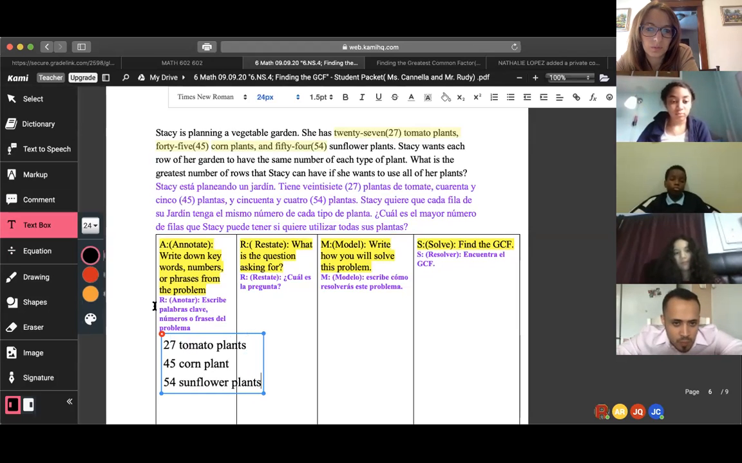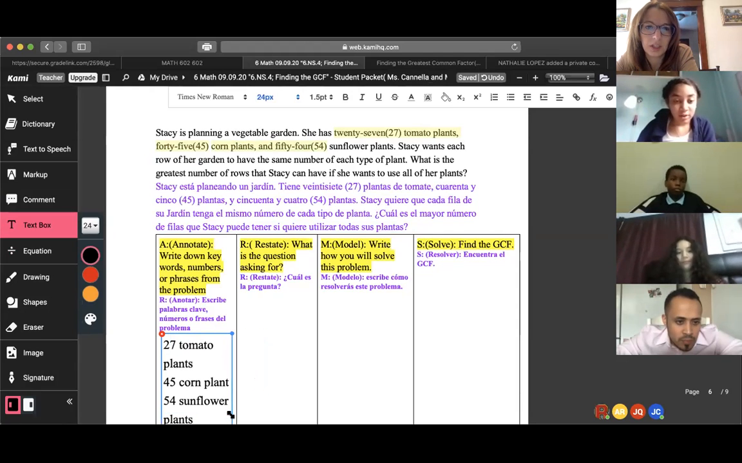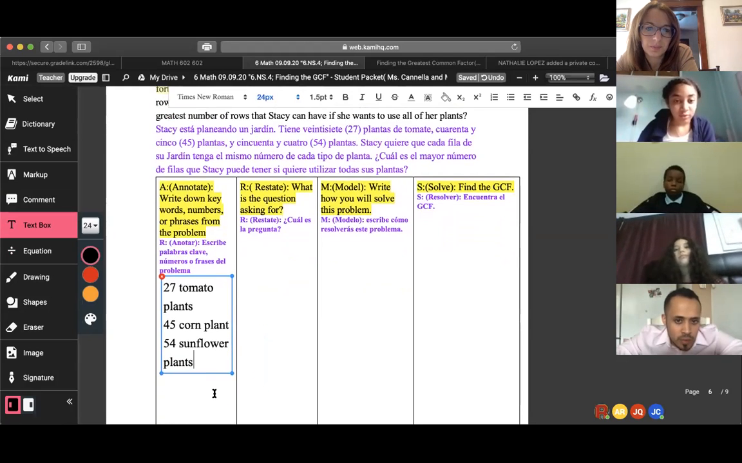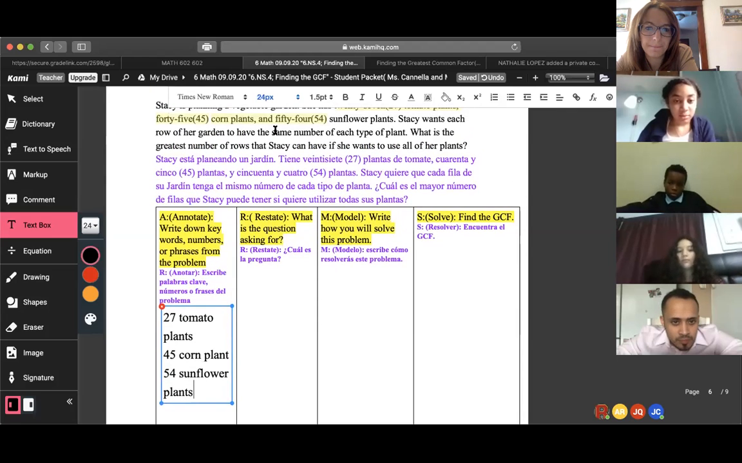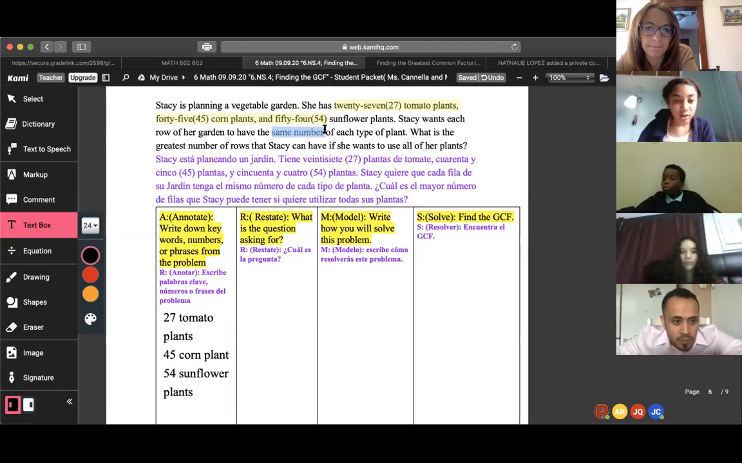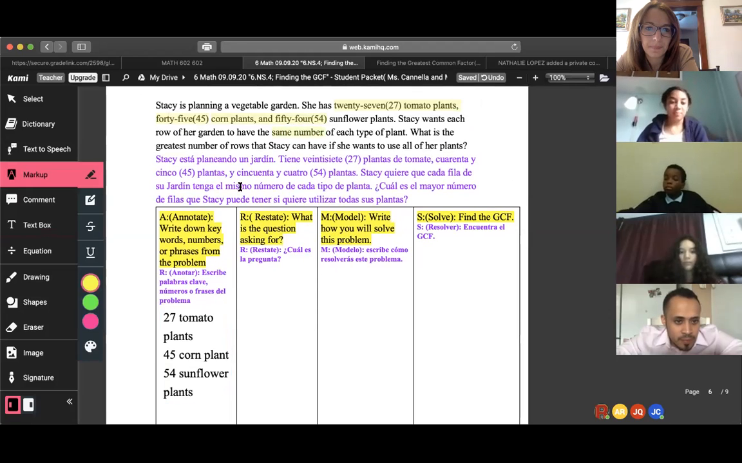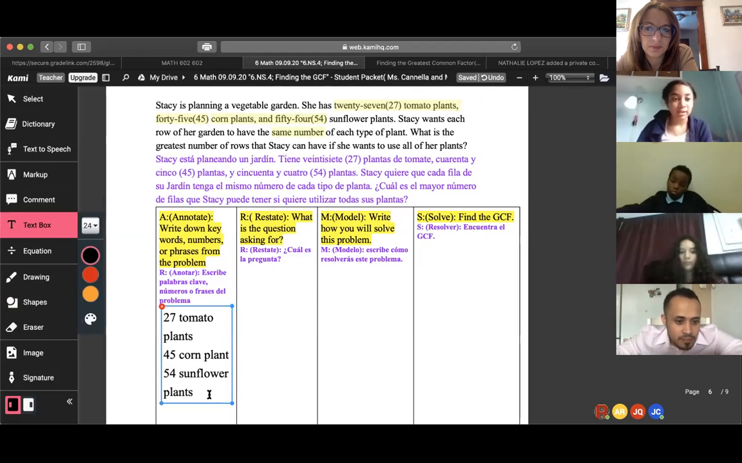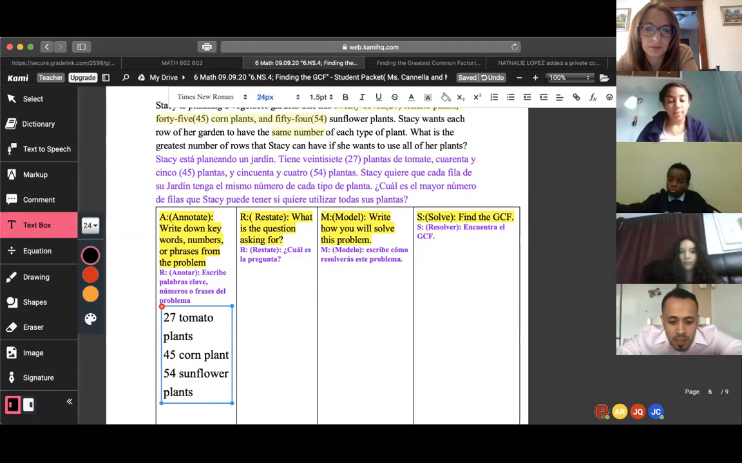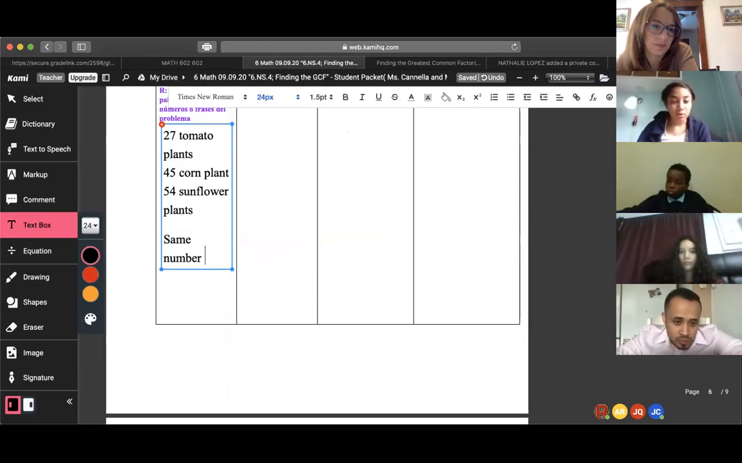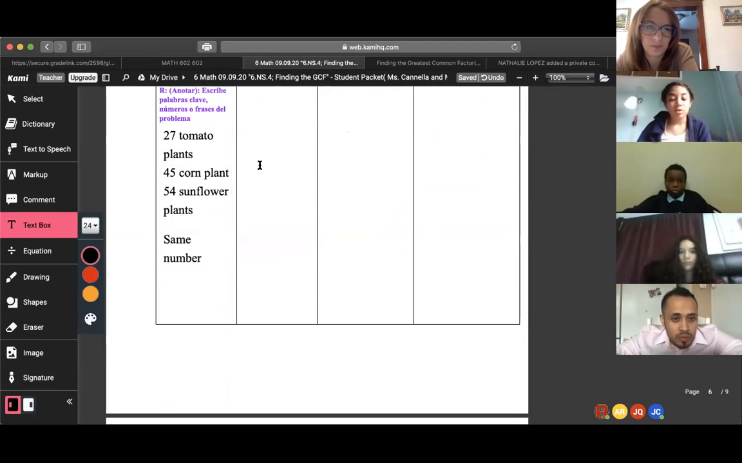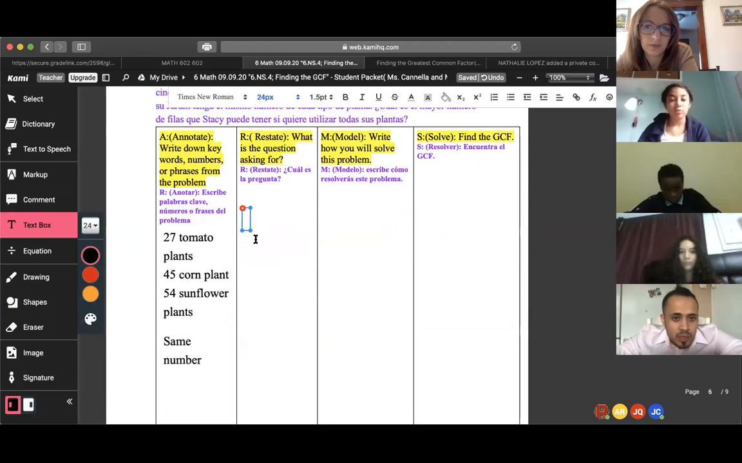Now you're missing one key factor. Keyword. What are you missing? Not a number. Same what? Right here. You see this same number second right here? Yeah, you need to have that. The reason we have that is because now we know that we need the same number and equal distribution throughout the question. Now, what are we looking for?